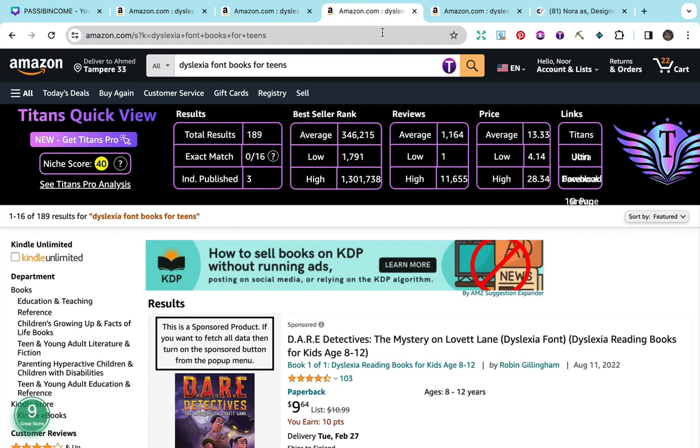as well. First of all, we have a keyword niche score of 40 by Self-Publishing Titans Chrome extension, and also a clarification by Amazon Scout Pro, and it has managed to give us a number 9, the highest on the scale when it comes to the keyword niche score, categorizing this keyword as a great niche. Coming to the total results, they're sitting under 1,000, at 189.